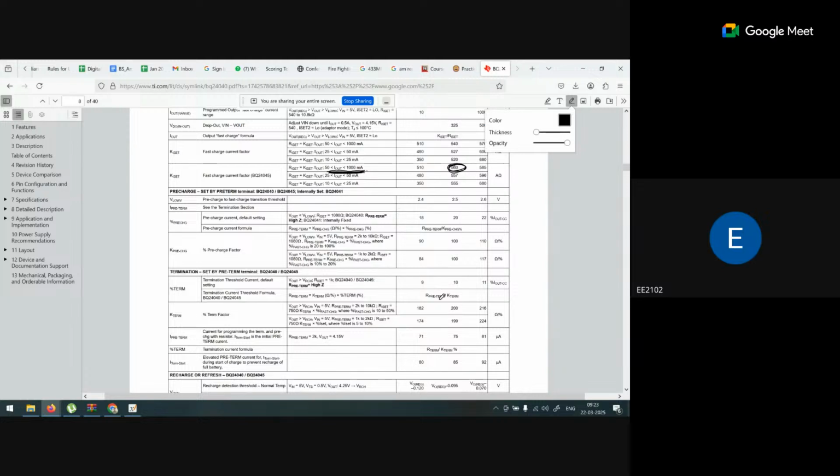From this you can check that the formula is also given. So percent termination you can calculate from I term upon K term. What is K term? Now check. If R pre-term is from 2 to 10K, the value of K term is 200. And if the resistance of pre-term is 1 to 2K, the value is 190. So in our question, the value of R pre-term is 5K, so we are considering K term as 200.